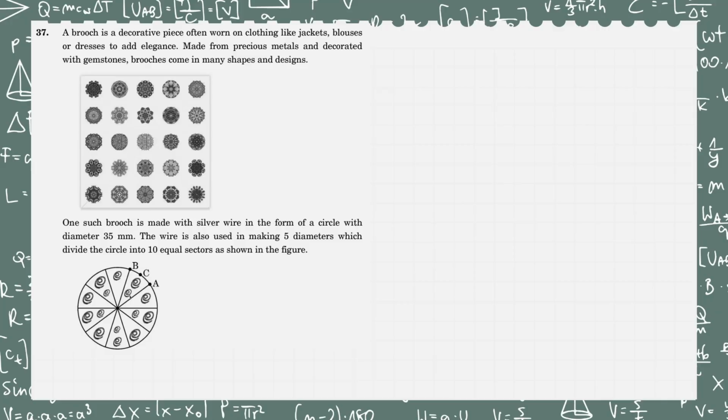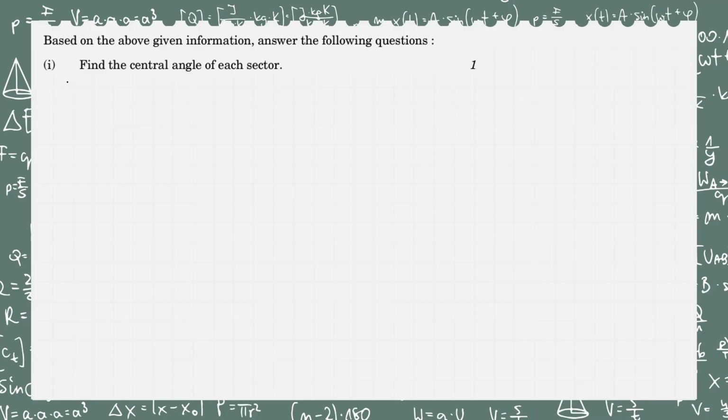There are 5 diameters here. See, this is diameter number 1, this is diameter number 2, this is diameter number 3, diameter number 4, diameter number 5, right? So all are made up of silver wire, right? And the diameter is 35 millimeter in length. So using this information we are going to solve the upcoming sums.